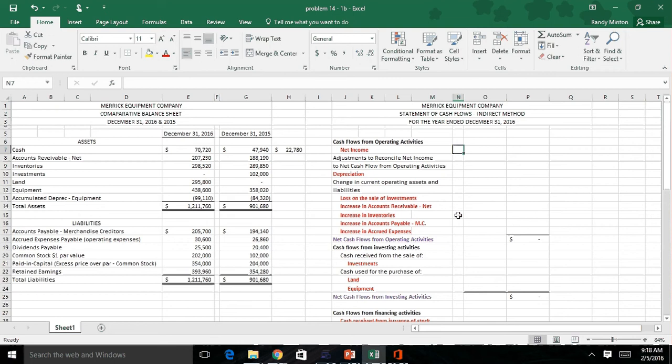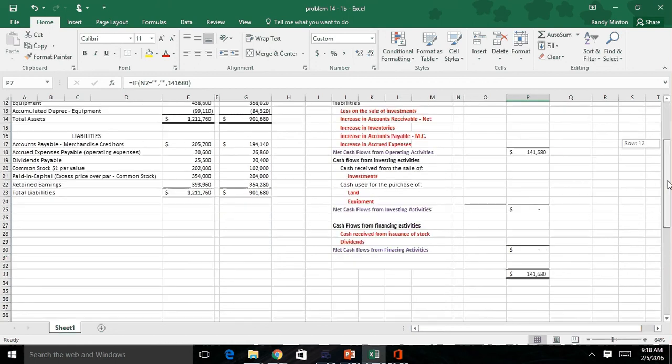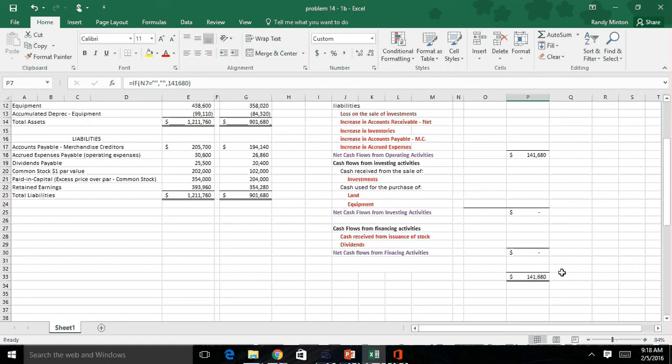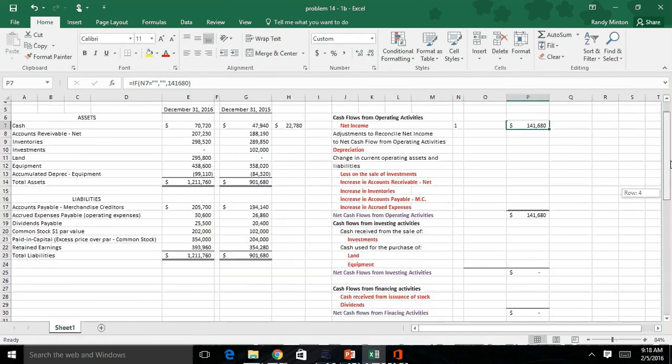So I'm going to go ahead and just put a 1 over here, because this tells my calculations to do something, and in this case it puts this amount, $141,680, into this slot for net income. And I'm just going to pull down a little bit and show you that if nothing else had changed, which is never going to be the case, but if nothing else had changed, you would have $141,000 worth of cash flow.